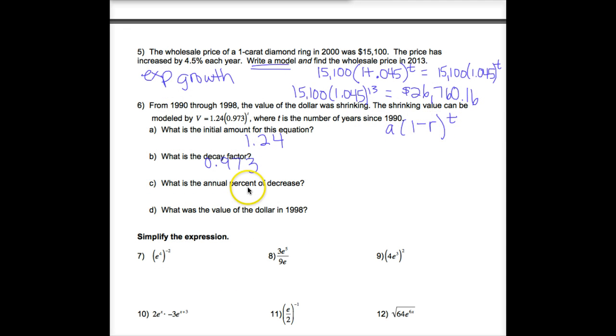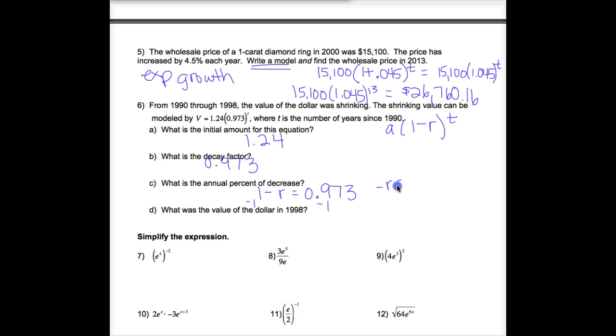R, it's asking for the percent decrease. That's R. Now, notice here I don't have 1 minus R because I simplify it when I do a model. But I know that whatever is in parentheses is my 1 minus R. So set that up. 1 minus R equals my parenthesis. Now I can solve for r, so subtract 1. That gives me negative r equals negative 0.027. So r equals 0.027. Notice it said percent of decrease. So I need to change this to a percent by multiplying by 100.